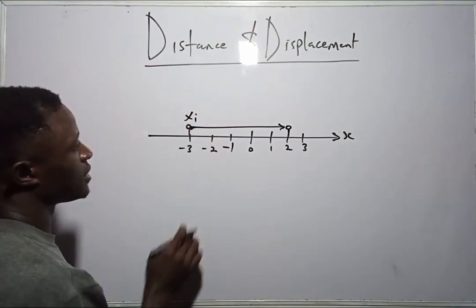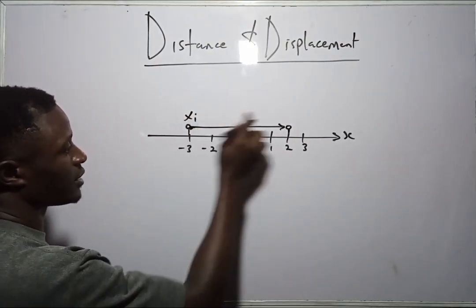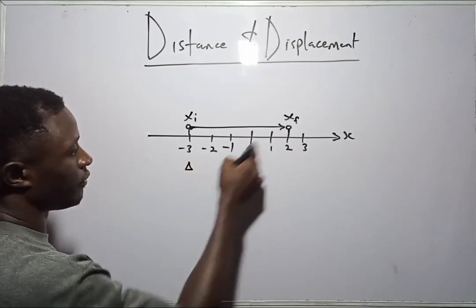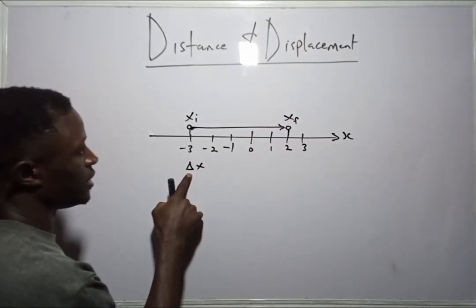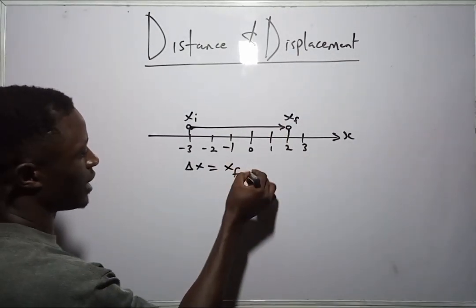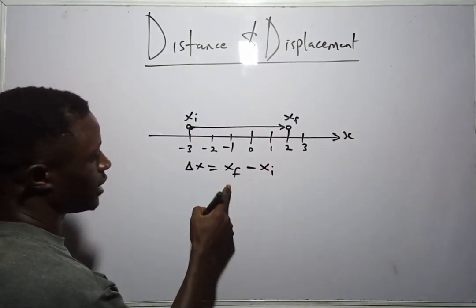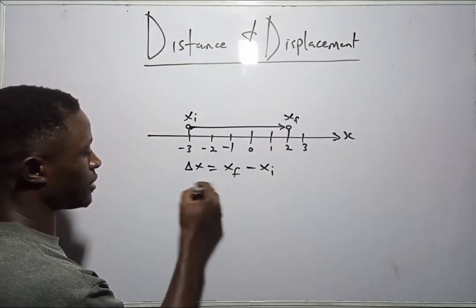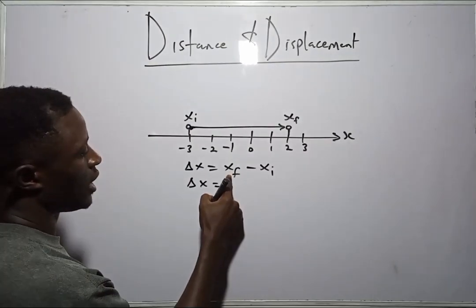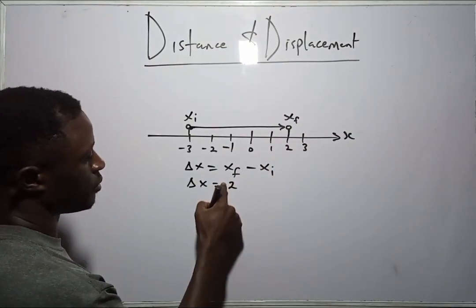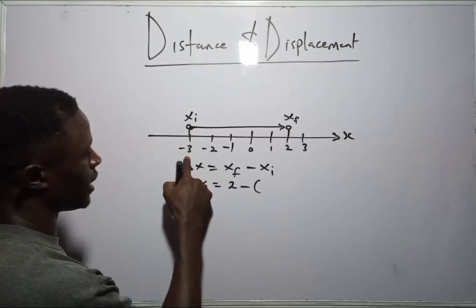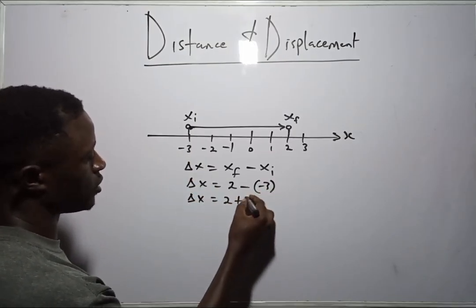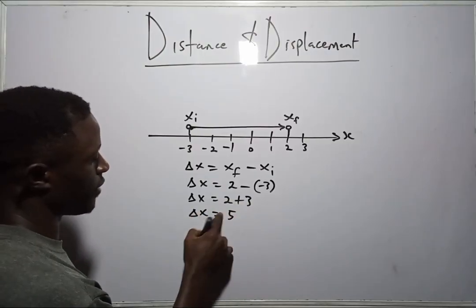Now here we write xi, that's the initial position of x, and xf, that's the final position of x. Now dx is the displacement, equal to xf minus xi, the final position of x minus the initial position of x. So dx is equal to xf, which is +2, minus open bracket xi, which is -3. So dx is equal to 2 plus 3. dx is equal to 5 units.